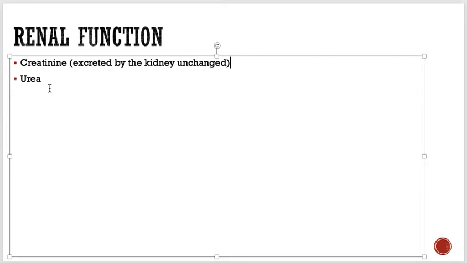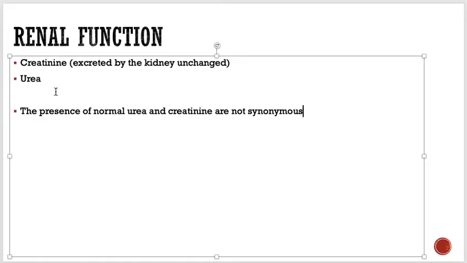400,000 nephrons are working, guys, your creatinine and urea will be completely fine. That's the reason that people can donate their kidney and they can still live a happy and healthy life. So that's the reason the presence of normal urea as well as normal creatinine level is not synonymous. You can say the presence of normal urea and creatinine are not synonymous with normal renal function.